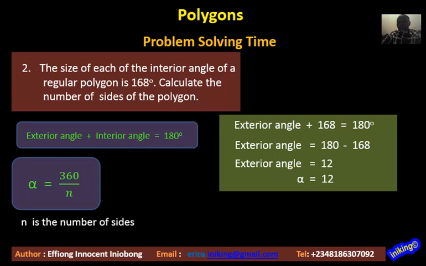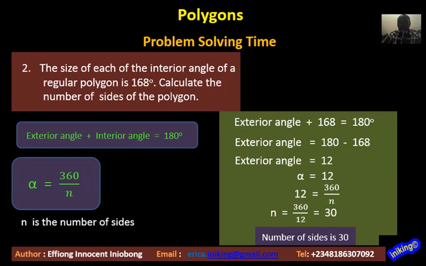We can see the exterior angle is equal to 12. And then applying the other formula, we have that the number of sides is 360 divided by 12, which gives us 30 sides. You will agree with me that this is a very sweet topic. Very few formulas to make use of.